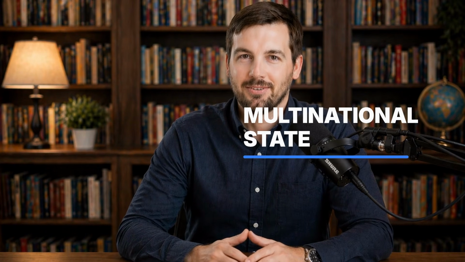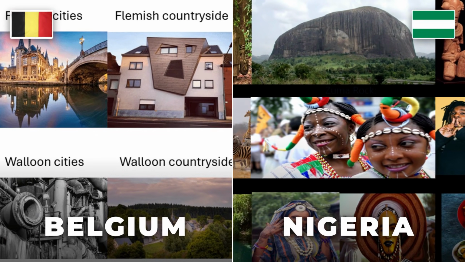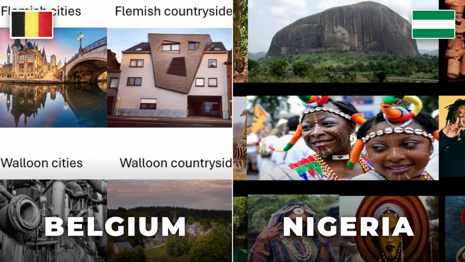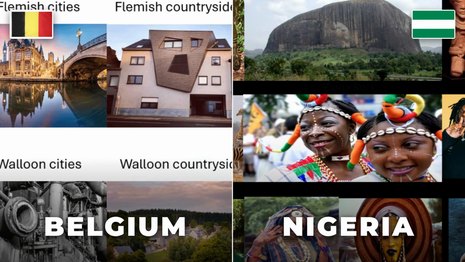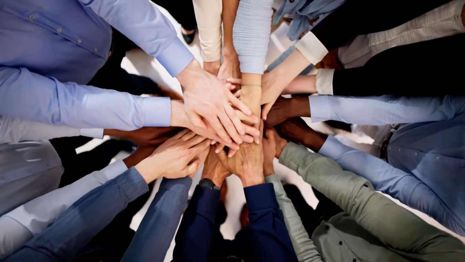Some countries contain many nations. This is called a multinational state. Belgium contains Flemish and Walloon cultural groups. Nigeria has many ethnic groups and languages. Diversity can be a strength, but it can also create tension if groups feel ignored or treated unfairly. That is why governments often try to balance unity with diversity.